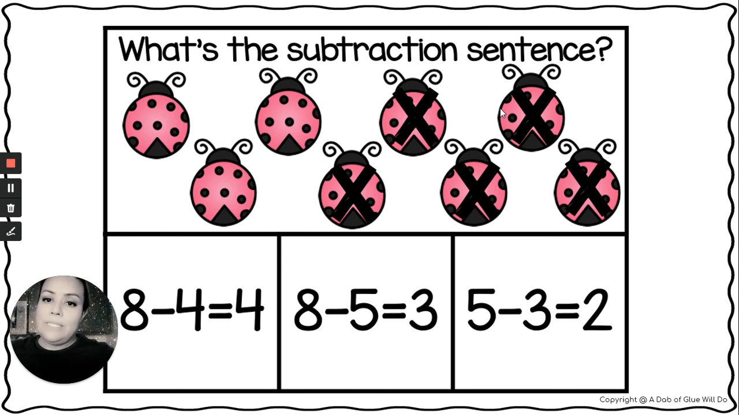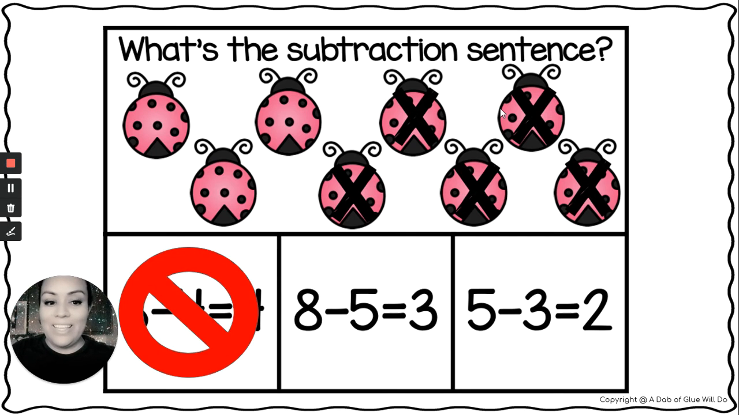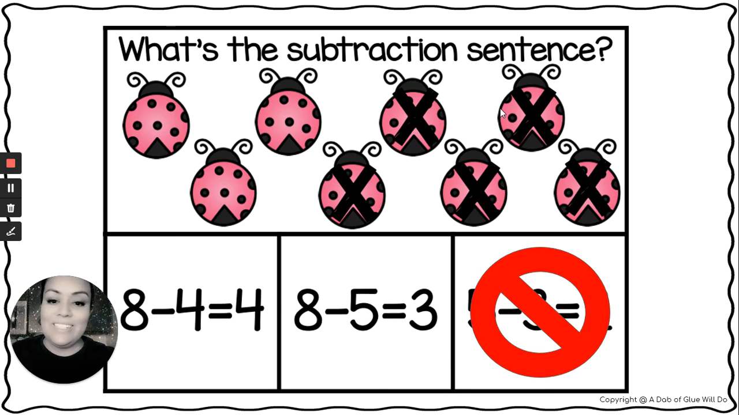Oh, no, wait. Let me see. 1, 2, 3, 4, 5. 5 of them flew away. 8 minus 5 equals how many? So then let's see if you got the right answer. That is not the answer. That is not the answer. So which one is it? The one in the middle, 8 minus 5 equals 3. Good job. Kiss your brains.